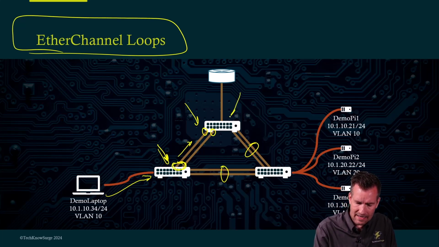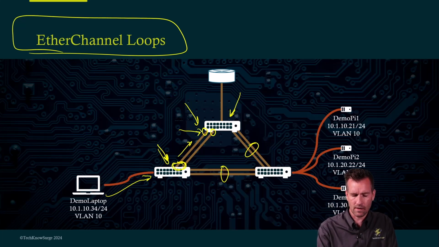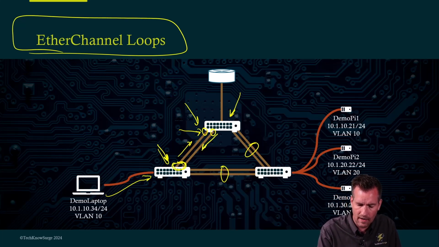It's going to get received on this switch, and this switch is going to see that it comes in on this port, but then it's going to think that it needs to be sent out of all other ports, to include this port right here, and get sent back. So now we've created half of the loop right here.